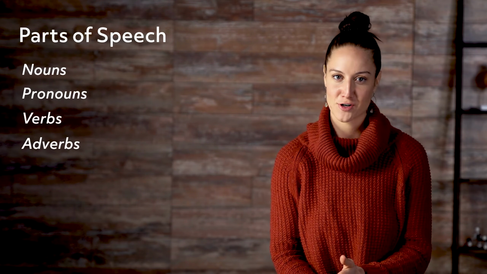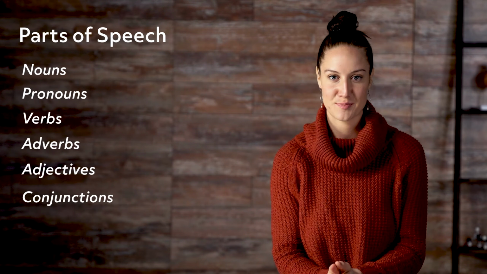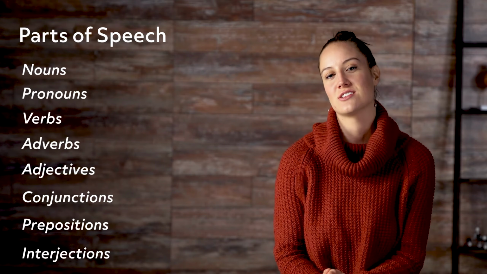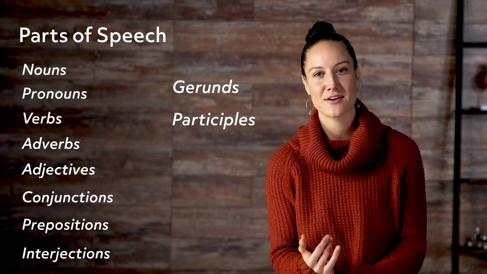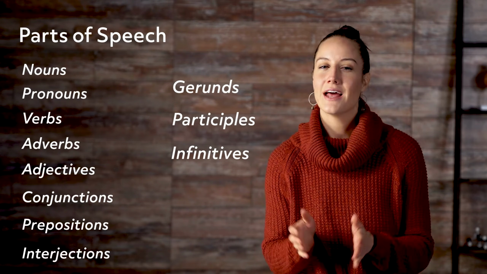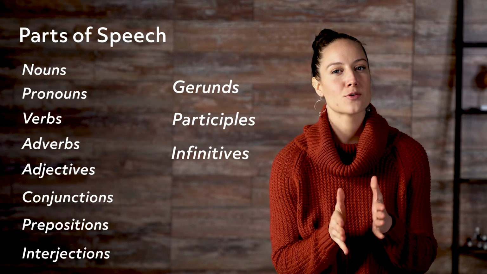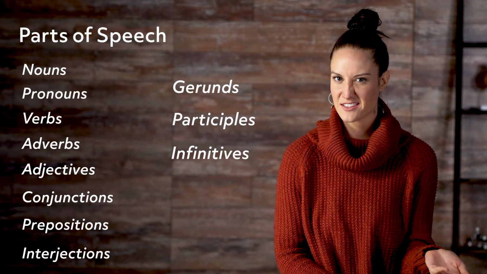Words are divided into different categories depending on their use and function. These categories are what we like to call the parts of speech. There are 8 parts of speech in the English language: nouns, pronouns, verbs, adverbs, adjectives, conjunctions, prepositions, and interjections. Today, we'll actually be talking about gerunds, participles, and infinitives. Now, you're probably wondering how those are related to the parts of speech, right?